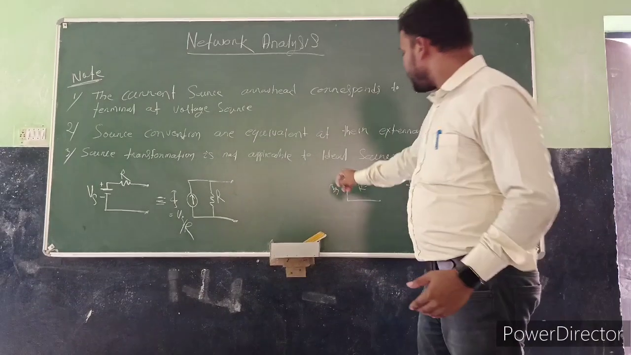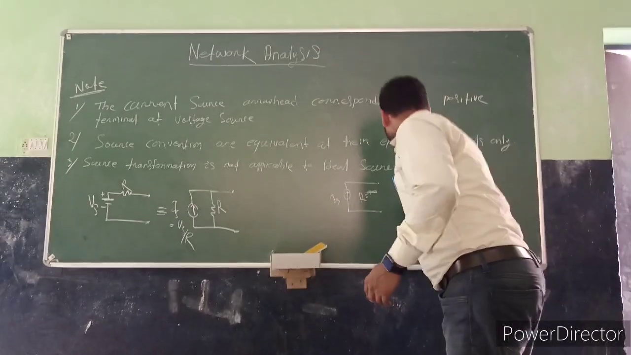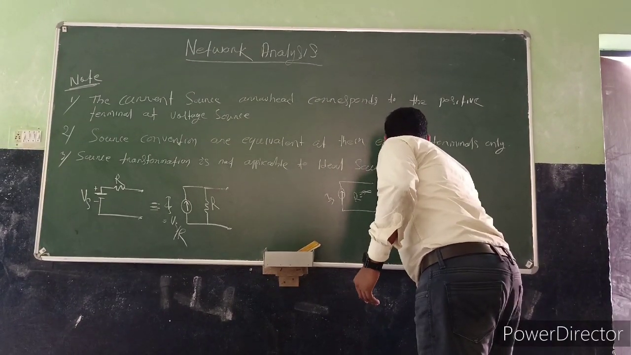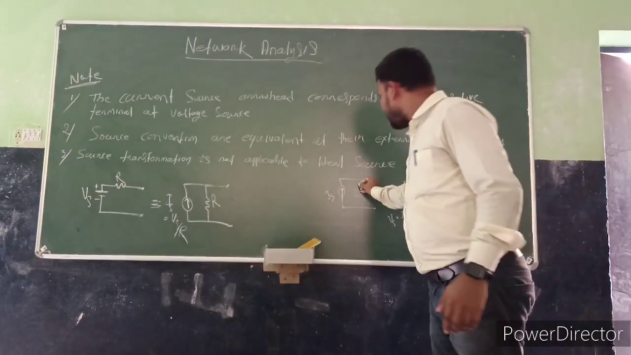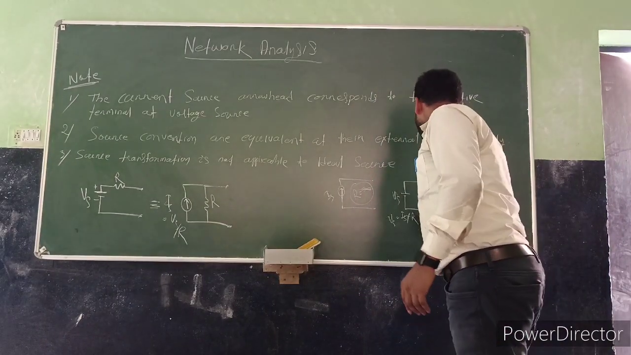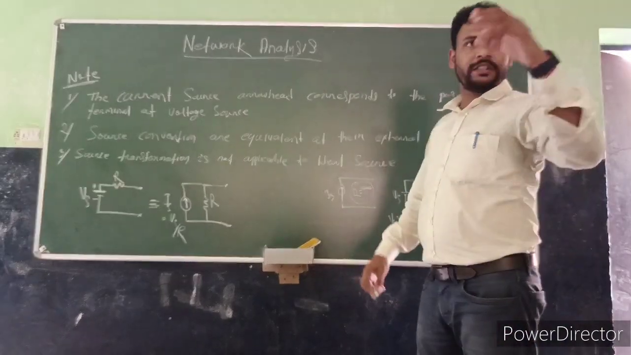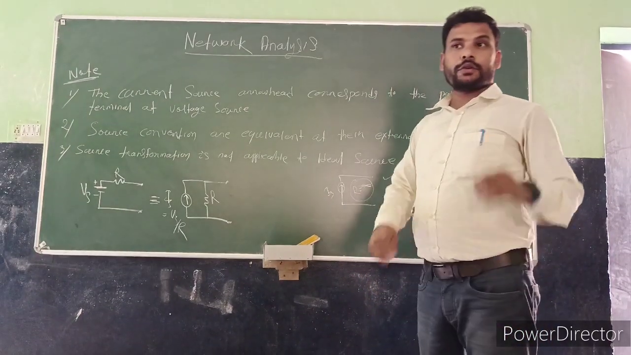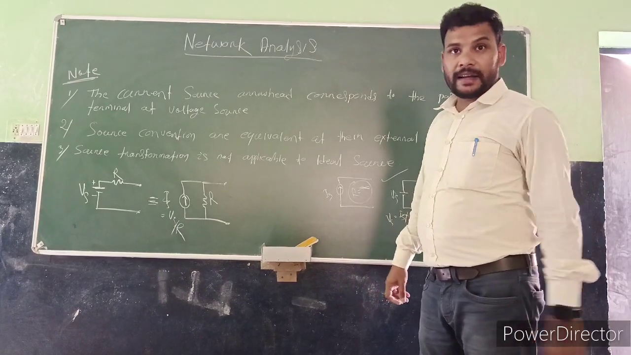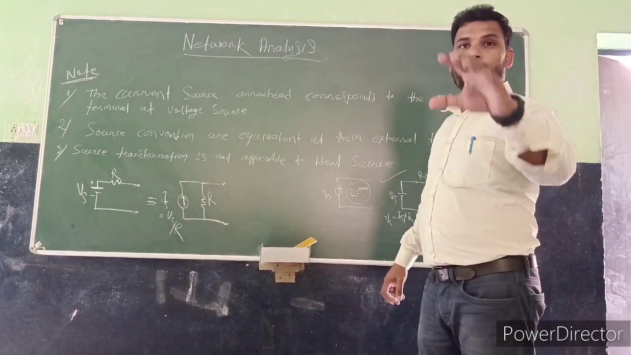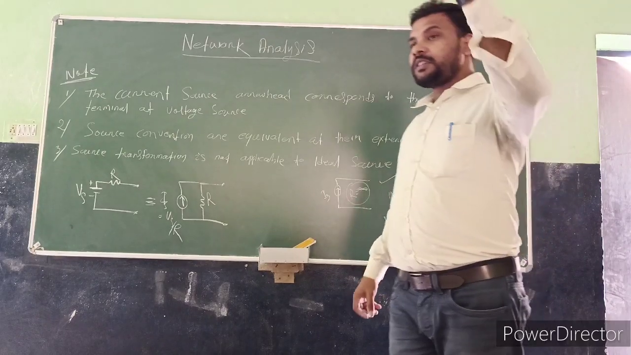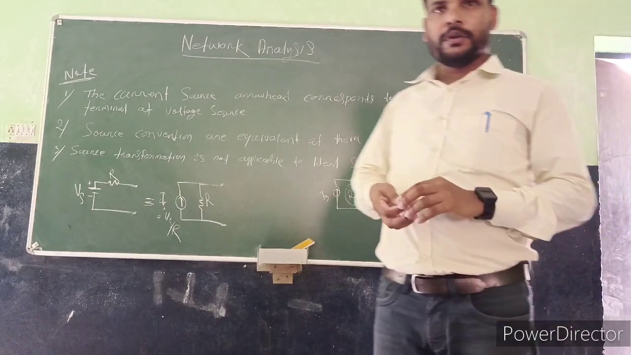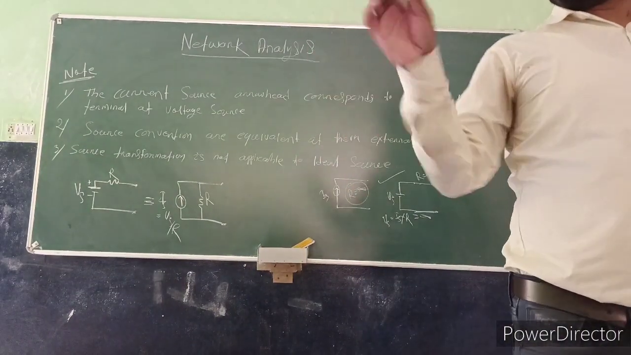When we convert the current source to a voltage source, Vs equals Is into R. As this R is infinity, the voltage source would be infinity, which is an impossible case. So we can't apply source transformation to ideal sources. It can only be applied to sources which are practical and independent. We also cannot apply source transformation to dependent sources.